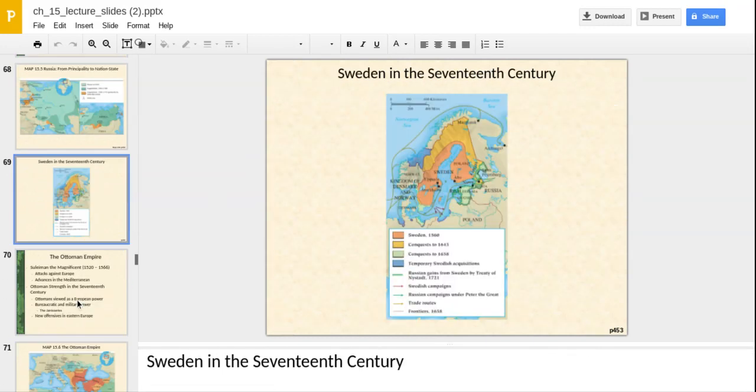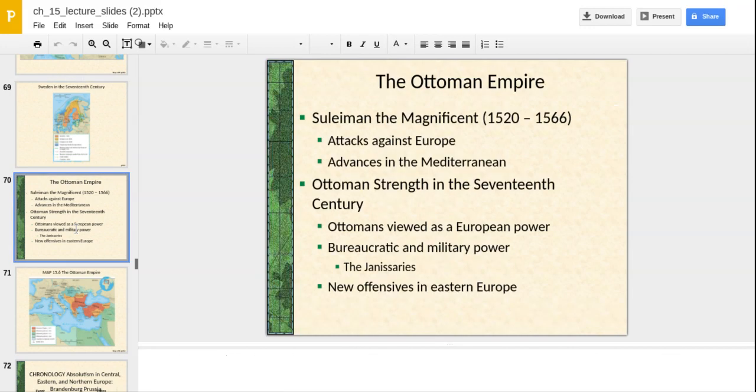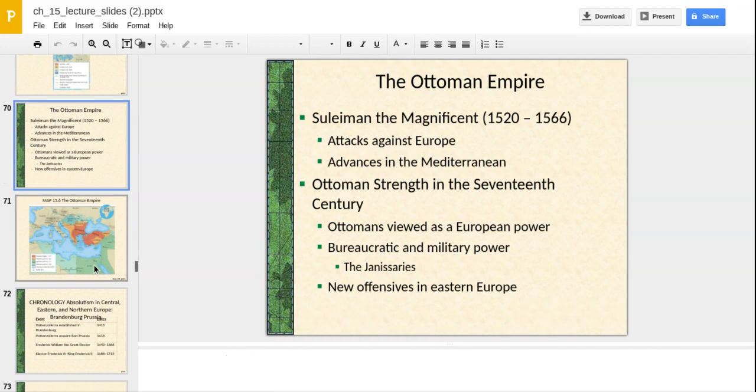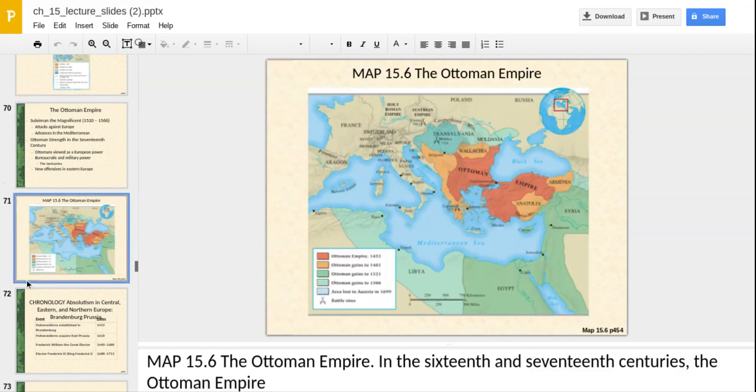The Ottomans, under Suleiman the Magnificent, they have these attacks against Europe. They're advancing in the Mediterranean under Suleiman. He's a pretty good one. The Ottomans were viewed as actually a European power. And, you know, they had a large bureaucracy, and they had this force of basically converted Christians called Janissaries. But the Ottomans eventually will begin shrinking. And you can see their territory there.